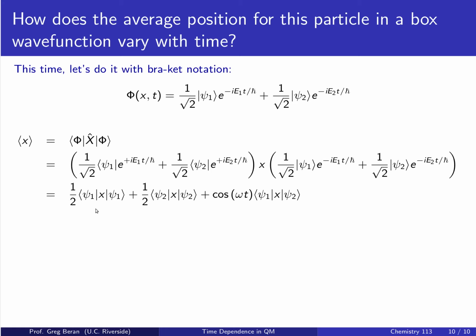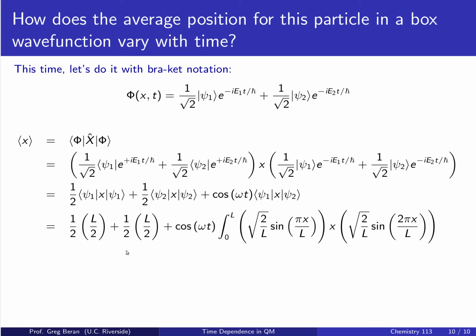Now we already know from the particle in a box that the expectation value in any single eigenstate is L over 2. So this first integral is just equal to L over 2, the center of the box. The second integral is also equal to L over 2. And then for this third integral, we get cosine omega t times the integral from 0 to L of the n equals 1 wave function times x times the n equals 2 wave function.